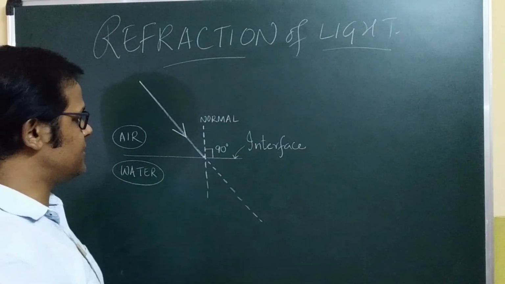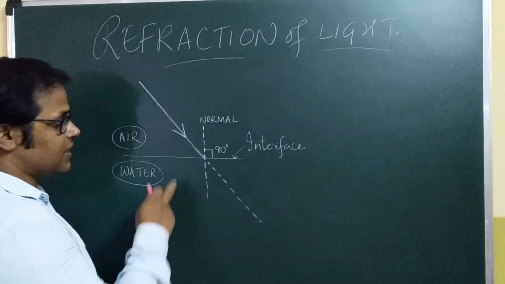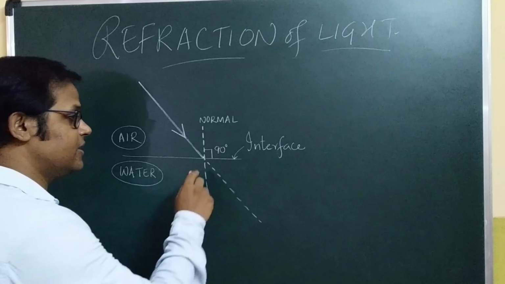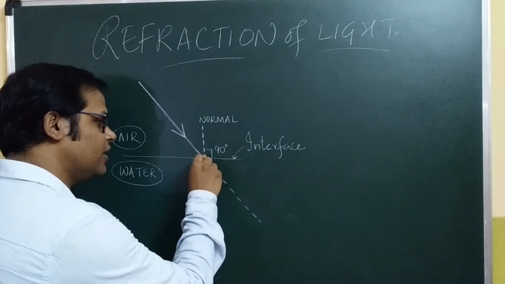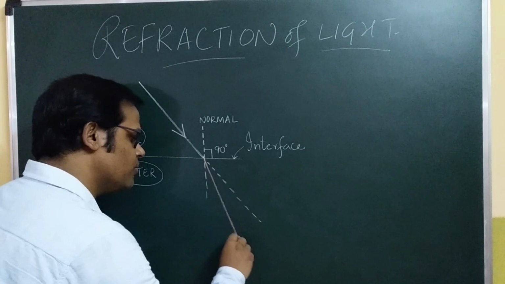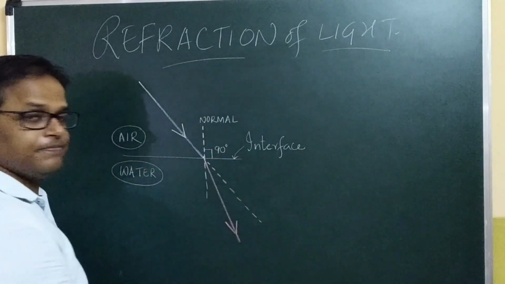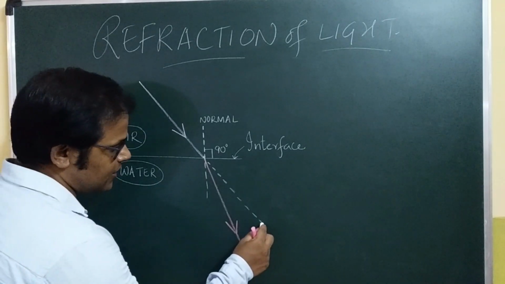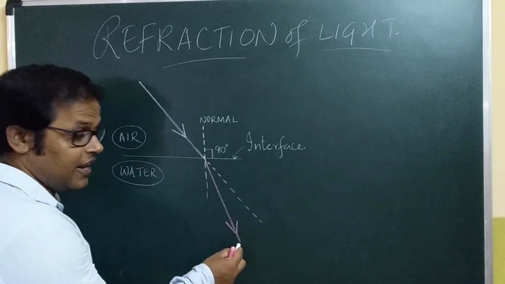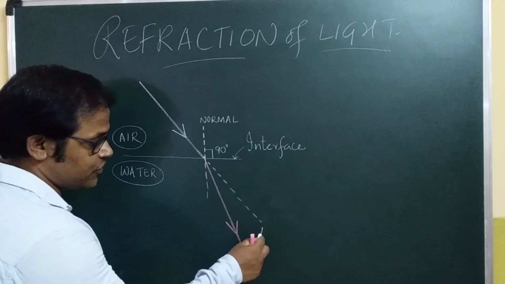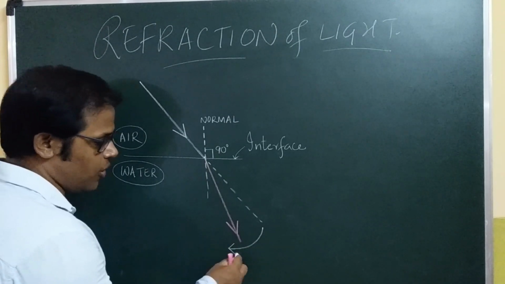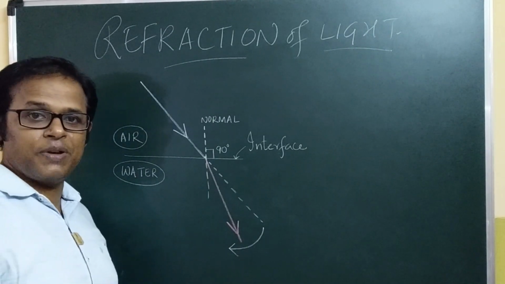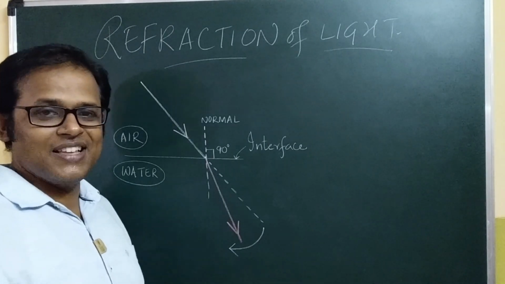So what exactly happens is that in this case, as light travels from air into water medium, rather than going straight, the ray of light actually bends and goes something like this. If you observe this diagram closely, it looks like the original direction and the actual direction of the refracted ray is bending towards the normal. This bend of light, or this change in the direction of propagation of light, is what we call refraction of light.